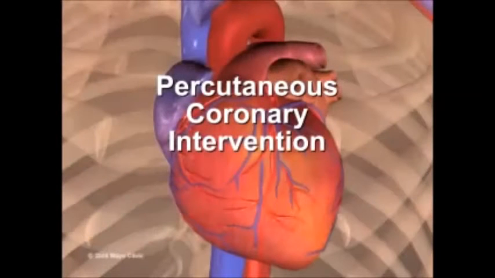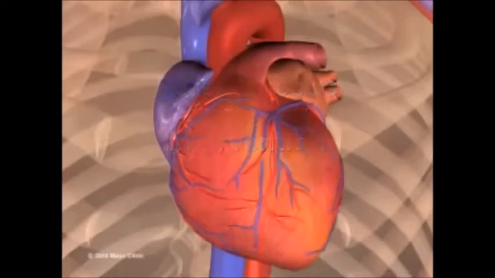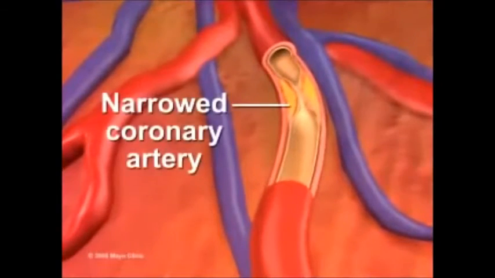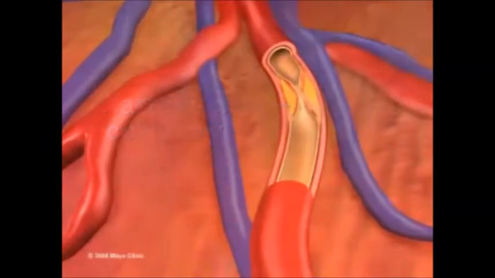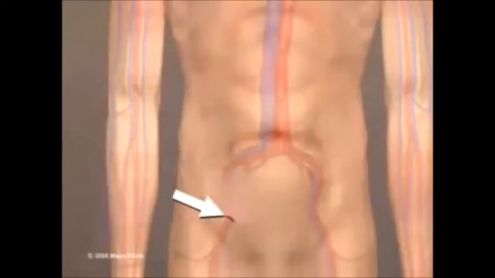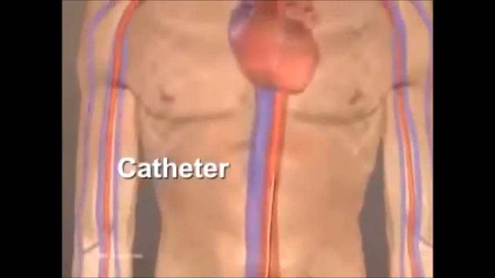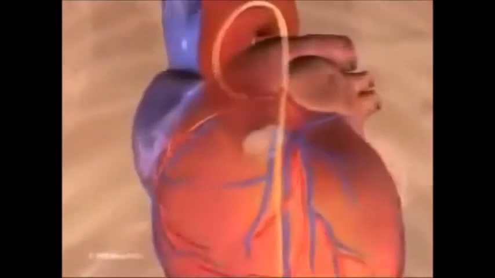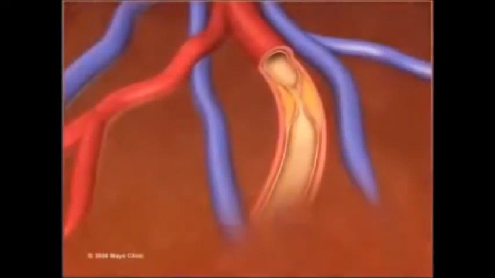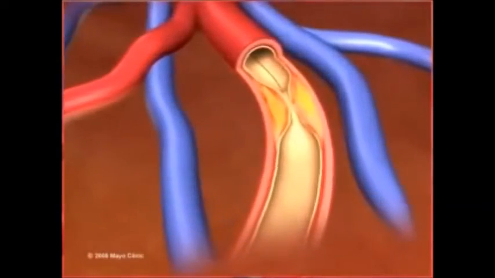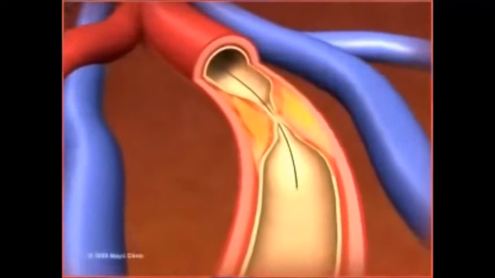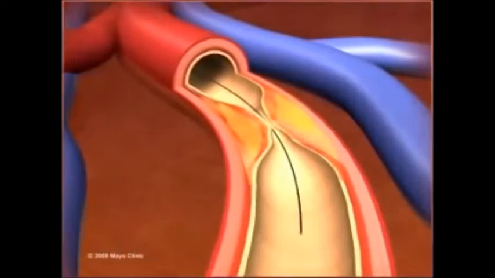Percutaneous coronary intervention, also known as coronary angioplasty, opens narrowed coronary arteries. A small, hollow tube called a catheter is inserted into an artery in the groin or arm and threaded to the affected artery. A thin, flexible metal wire is then advanced through this tube and past the site of blockage in the artery.